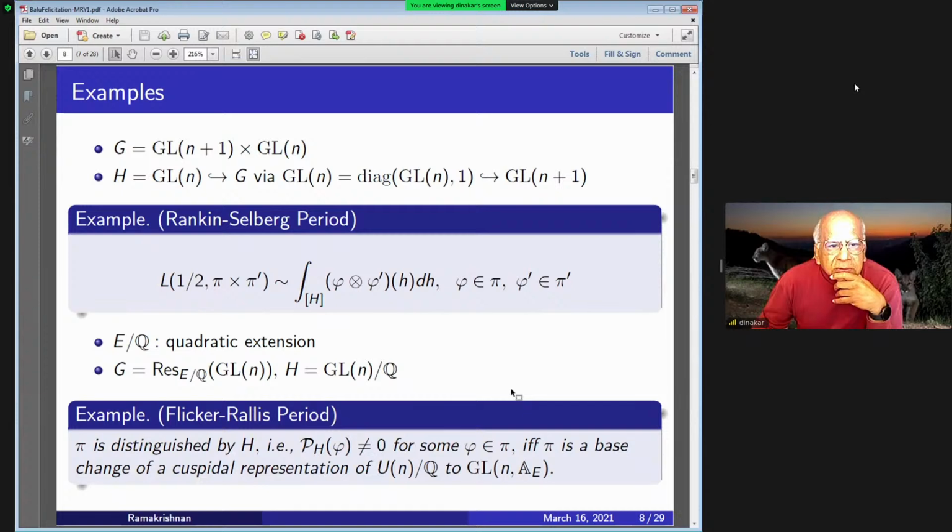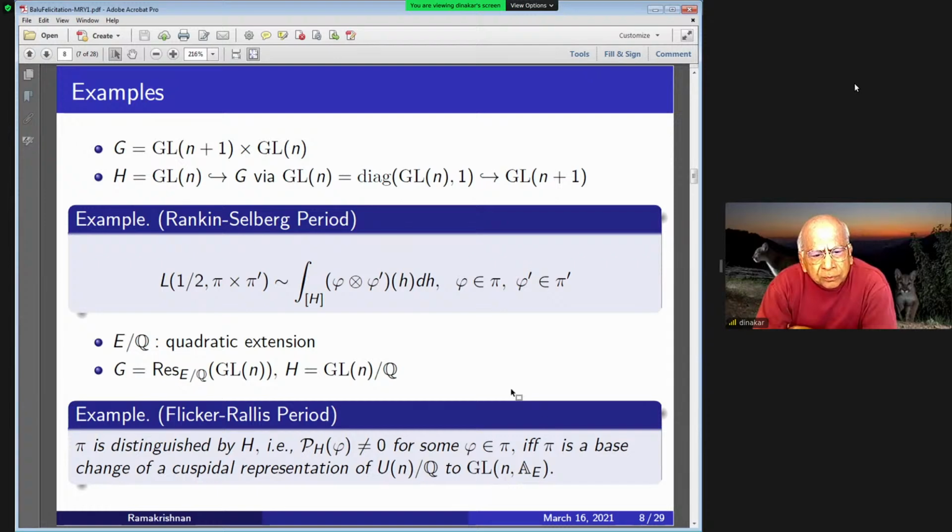So to give one example, you can take G to be GL_{n+1} cross GL_n. And then you take H to be GL_n, which is embedded inside GL_{n+1} cross GL_n. GL_n, of course, embeds inside GL_{n+1} by taking the matrix g and putting 1 on the diagonal at the (n+1)th place and zeros off of it. So here you embed it the usual way in GL_{n+1}, and on the GL_n factor, it's the identity, I mean, the diagonal embedding.